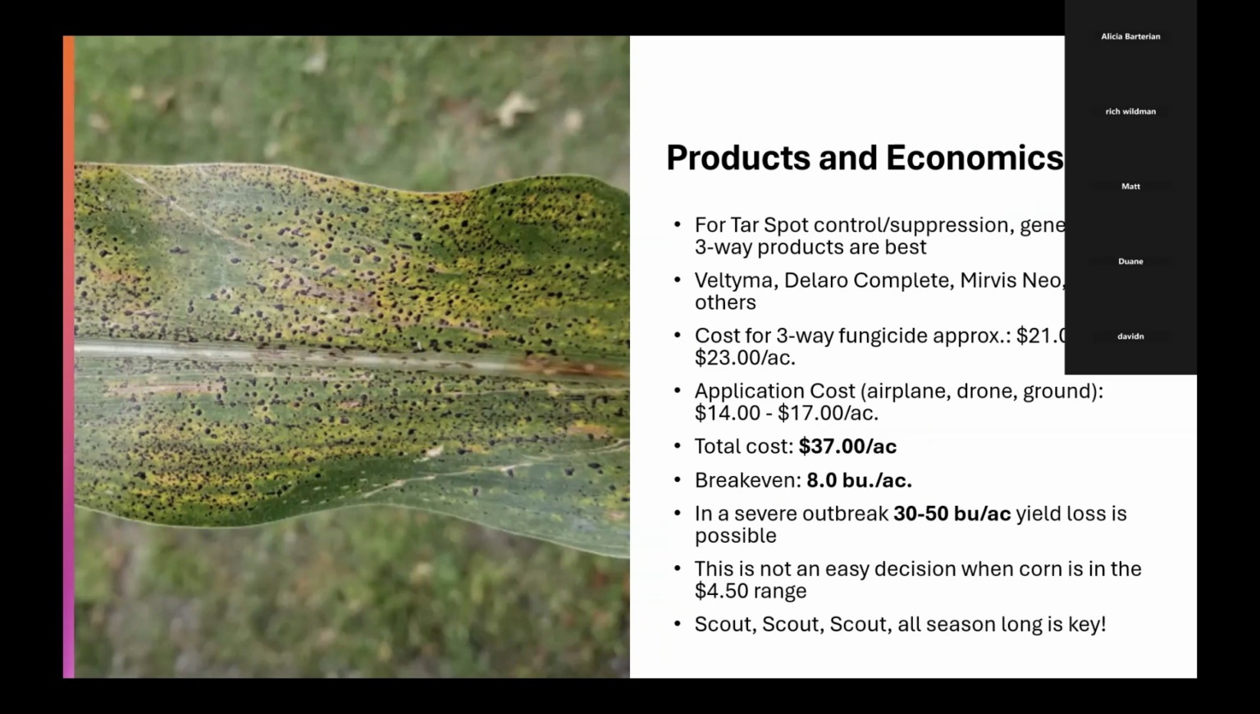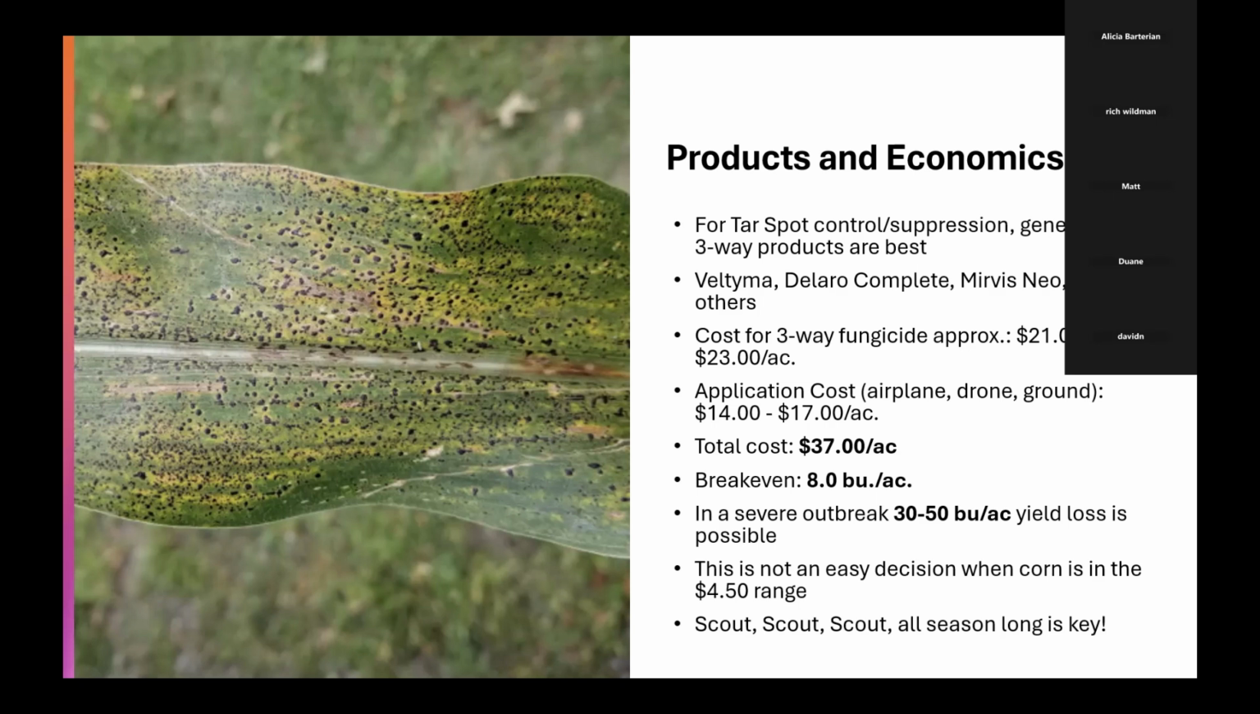So from an economic standpoint, this is where it gets really, really dicey. The products that do the best on tar spot are your most expensive products. They're going to be your $20 plus per acre products. And there really is no shortcut around that.